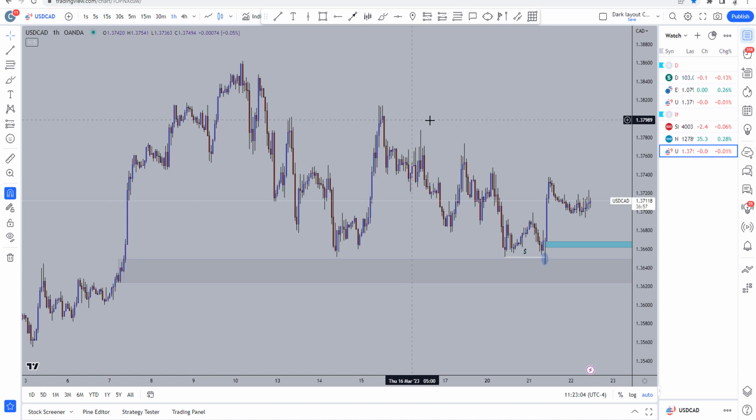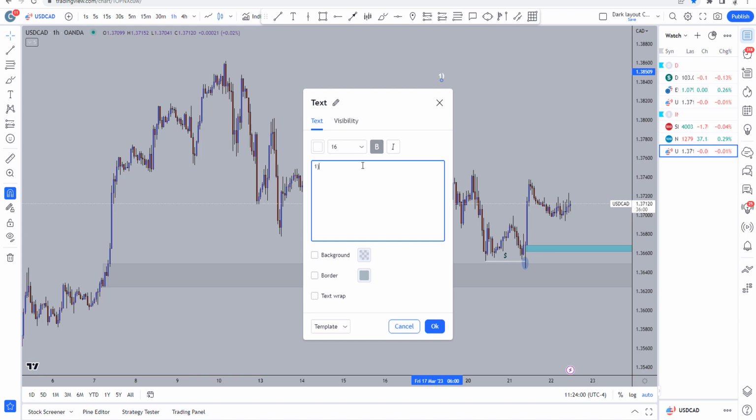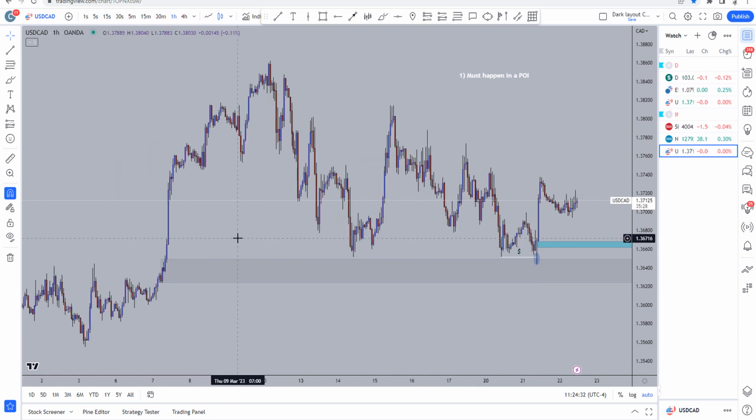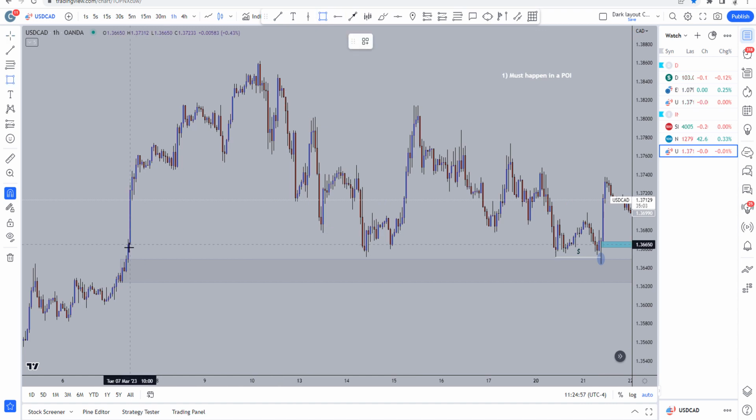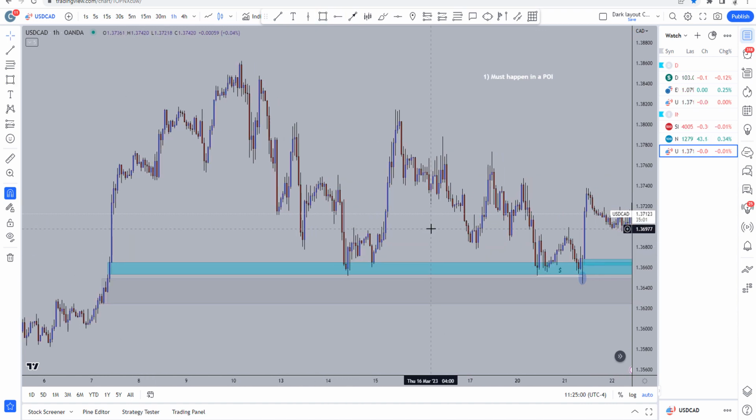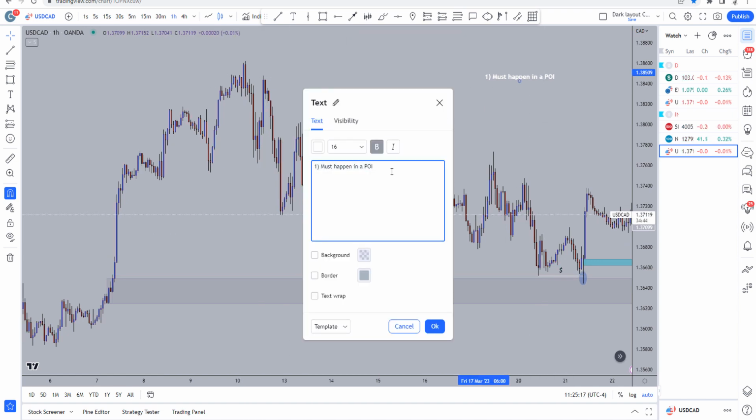Today I will show you how to identify false market structure shifts and enter only high probability trades. Number 1. A high probability market structure shift must happen in a POI, which stands for a point of interest. Such a point of interest can be an order block or a fair value gap. In this occasion, right here, you see that we had this reaction from a fair value gap of the 1 hour time frame.